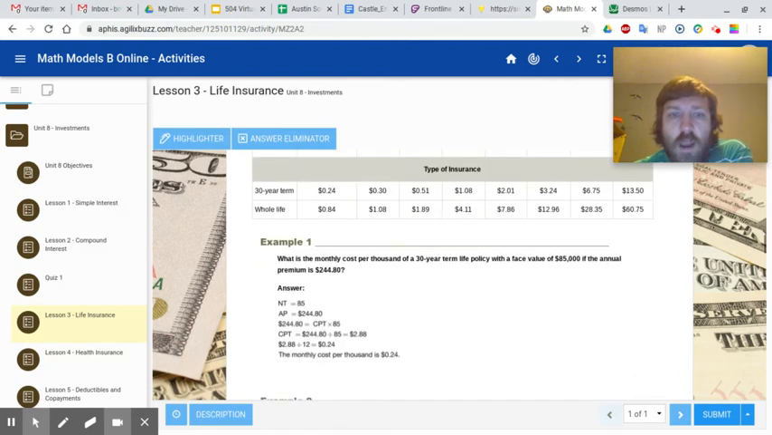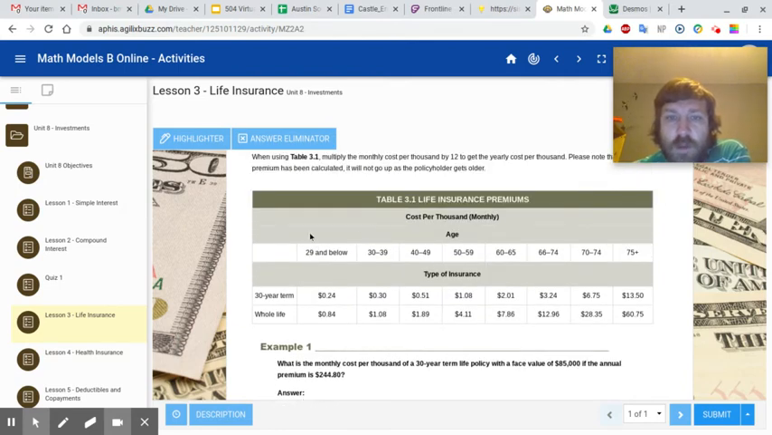So there's a table here. It's based on age and the type. There's two types of life insurance: life insurance that's over a certain term, and life insurance that's over your whole life. And so monthly cost is based on age. So for instance, if you're between 66 and 74, it costs $12.96 per month per thousand.